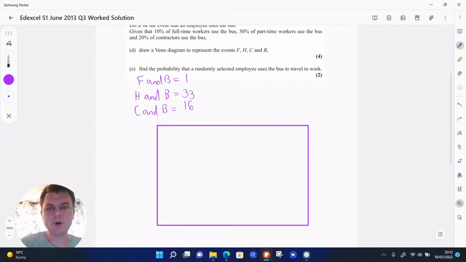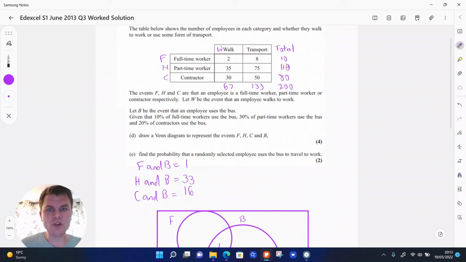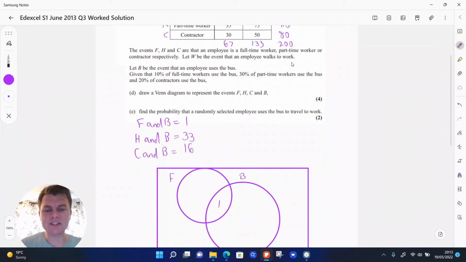So let's put F here, and let's put B here. Okay, so let's mark that up, and we've got F is this one here, and we've got B being that one there. And let's fill in the numbers that we have for the 2 of them straight away. We know that F and B is 1, and the total for full-time workers is 10. So that means this section has to be 9.